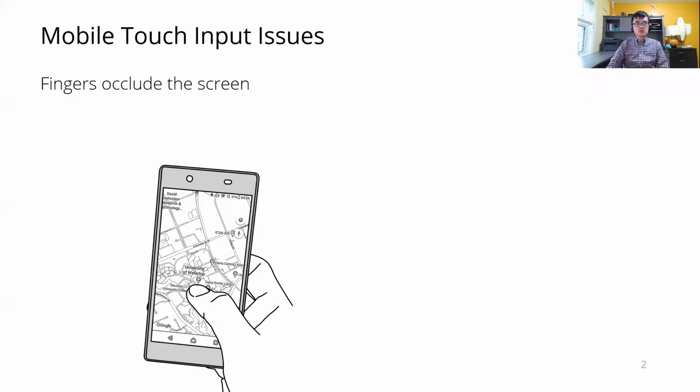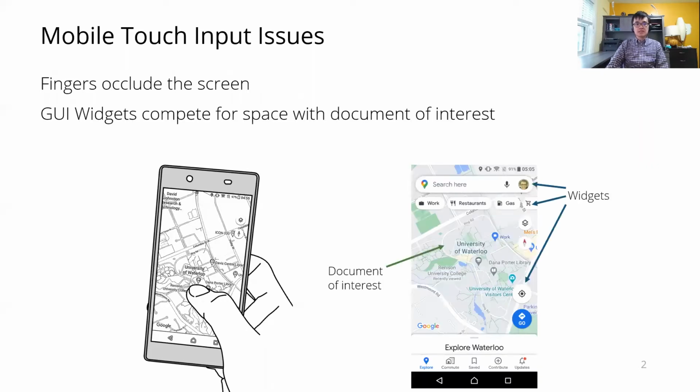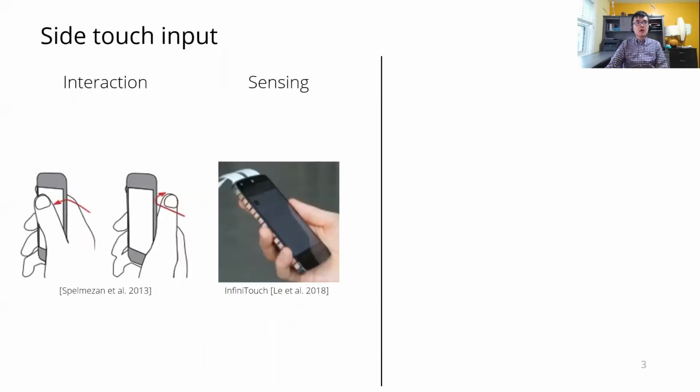We addressed the issue of mobile touch input, such as occlusion, where the finger may block the content on the screen, or due to the limited screen size, GUI widgets have to compete with the document of interest. Also, single-handed touch input vocabulary is limited, so researchers are still investigating new forms of phone input. One possible input area is using the side of phones.